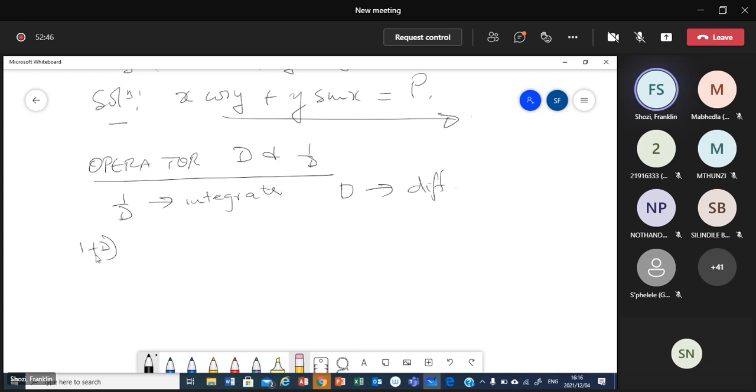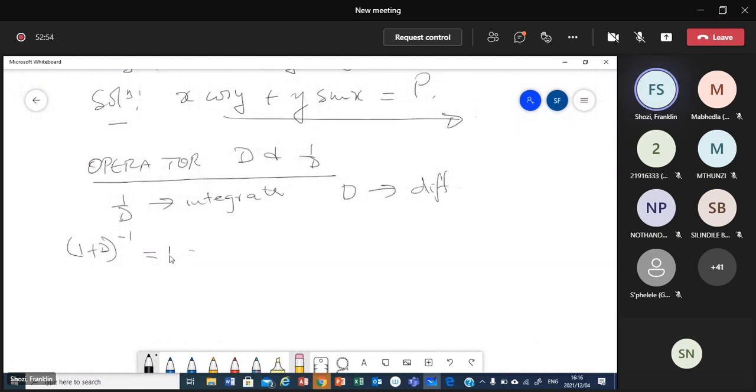Okay, now remember the expansion that I gave you. 1 plus D to the power minus 1 equals 1 minus D plus D squared minus dot. And 1 minus D all to the power minus 1 equals 1 plus D plus D squared and so on. All terms here are positive.